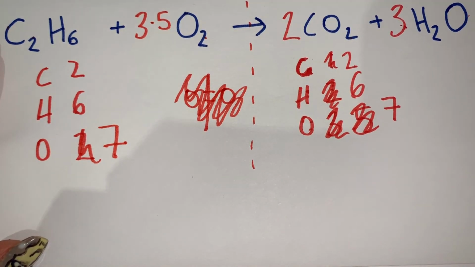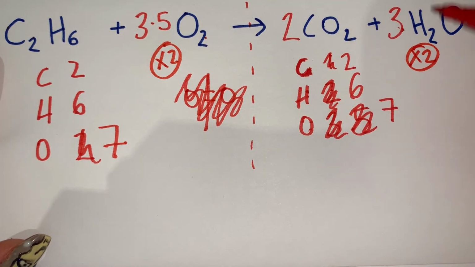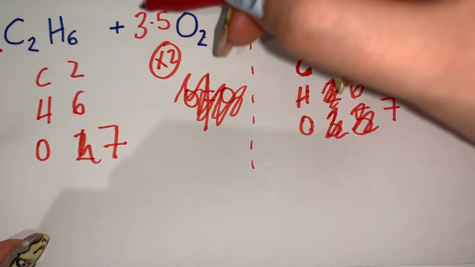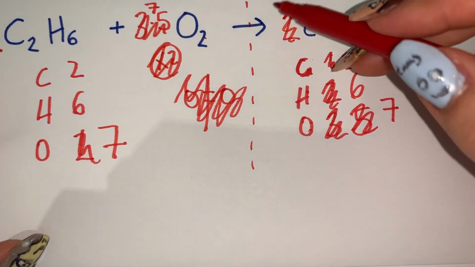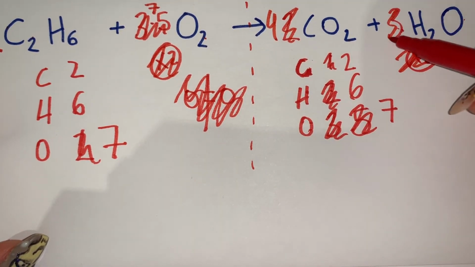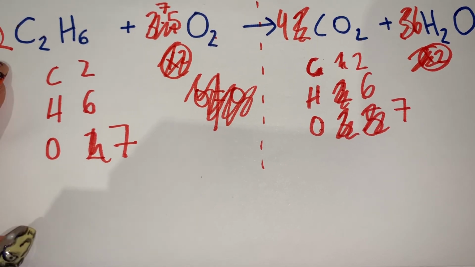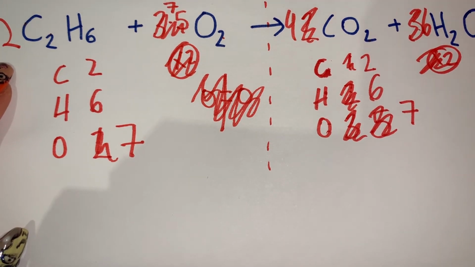But what we can do is times everything by 2 on both sides, because that will get rid of the half. So we've got 2 here, 7 here, 4 here, and 6 here. And if we take a look, two lots of ethane, 7 lots of oxygen, 4 lots of carbon dioxide, and 6 lots of water.